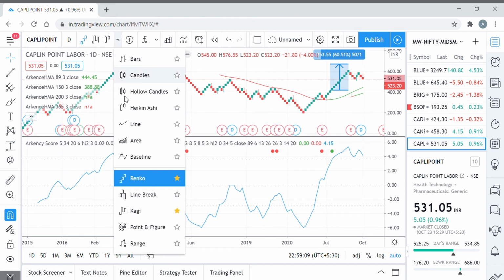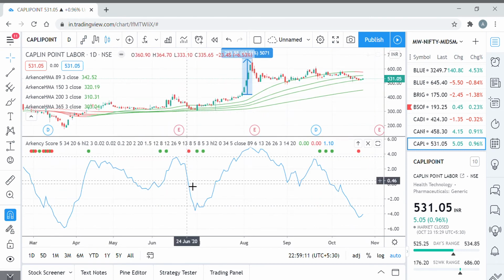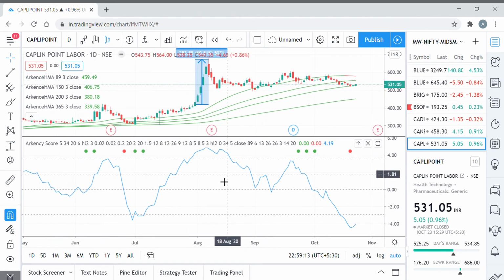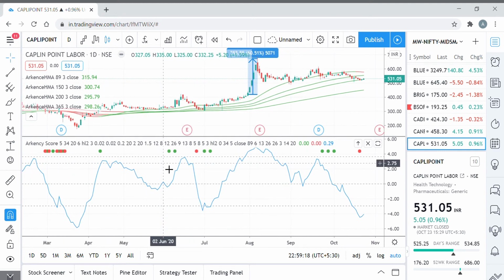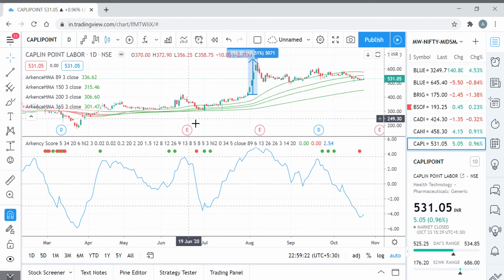Let's say candlestick. No, it went into some other place. Okay, I will look at that one.